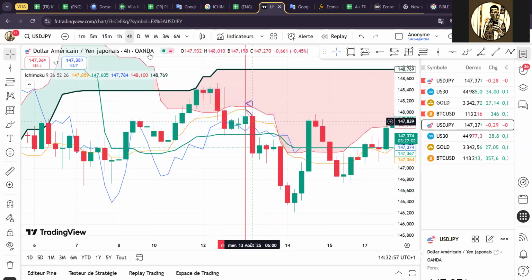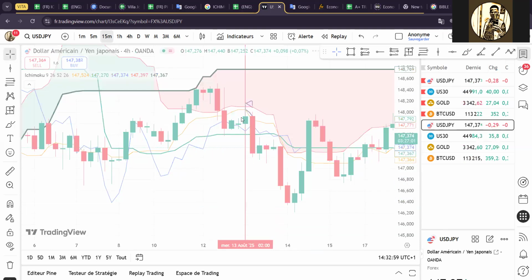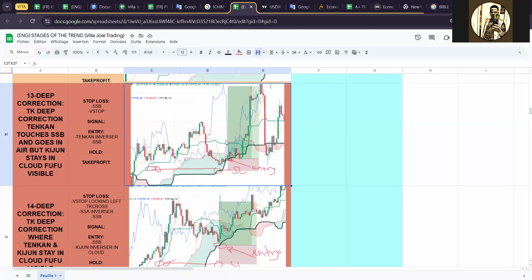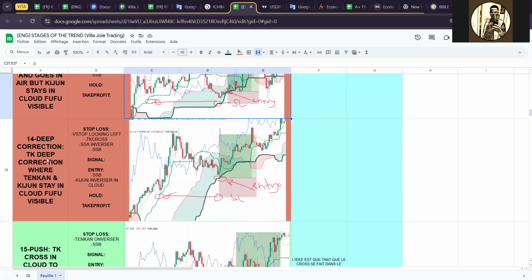Moreover, Tenkan is already inclined at this level to the downside. So rather than thinking about a continuity to the uptrend, you need to sell at that level. That is the type of deep trend that I'm talking about. That's why I'm calling it deep correction.